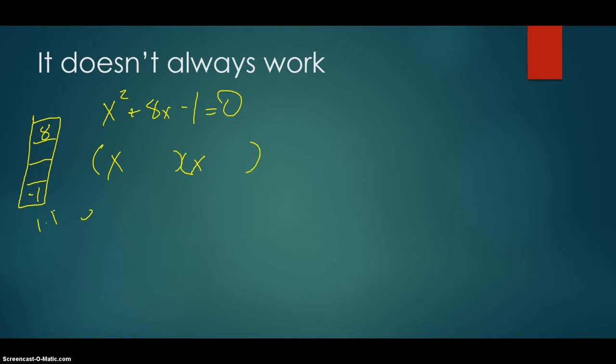And it's okay to come to this point. It's okay to say, I've done everything right, but I don't have a number that multiplies together to give me negative 1 or could add together to give me 8. So it's okay to say, factoring is not going to work. I have to try something else.